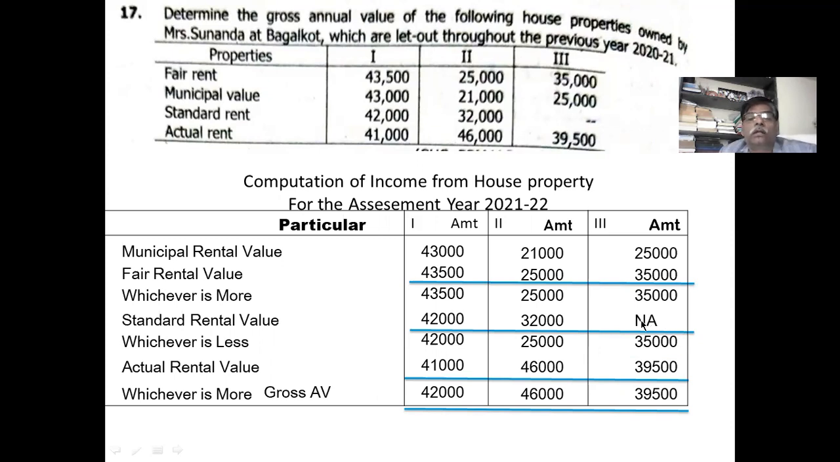If standard rent is not there, you don't write anything and compare the amounts as per the instruction given. This is the way of calculating gross annual value if there are more than one houses. If there are more than one houses, you calculate the gross annual value in this way. Okay.